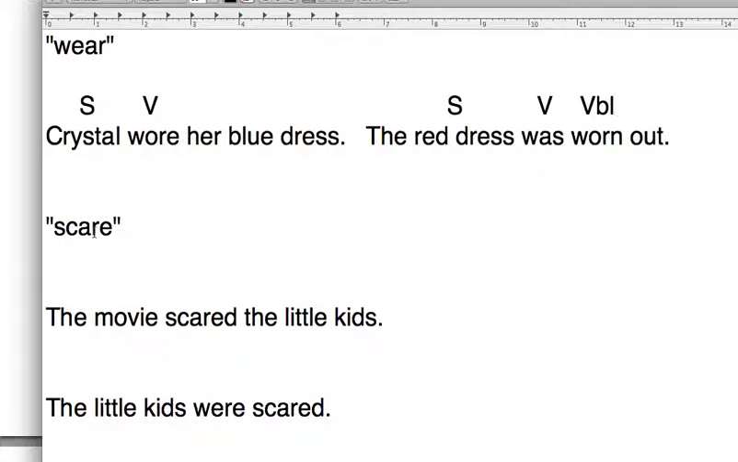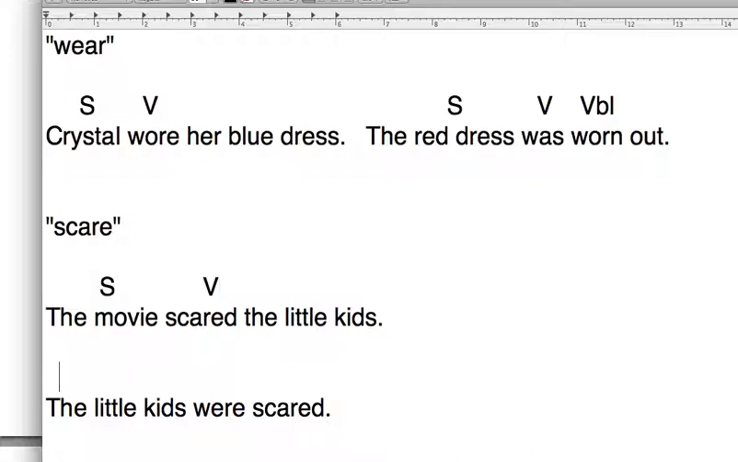Here's another example with the word scare. So in the first sentence, the movie scared the little kids. What's the subject? Who or what? It's the movie, right? What did it do? It scared someone. In other words, the movie is being active. It's doing something in this sentence. It is scaring these little kids, right? So the movie scared the little kids.